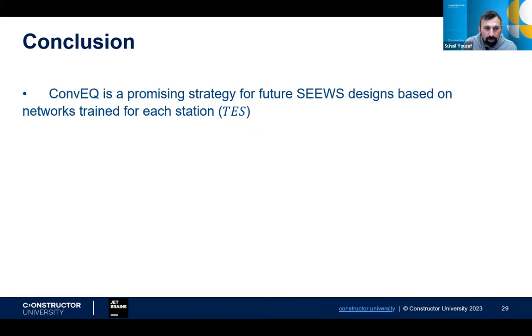So the overall conclusion is that the design that we came up with is quite promising for future smart earthquake early warning systems. And we hope to work on it further to improve it in order to solve this long-standing problem of earthquake early warning systems. Thank you.